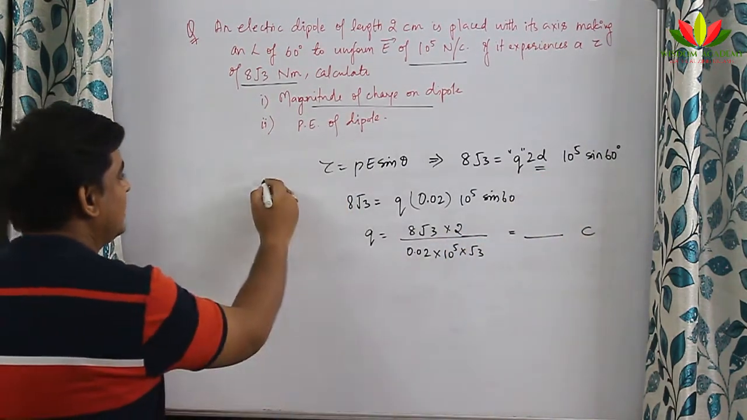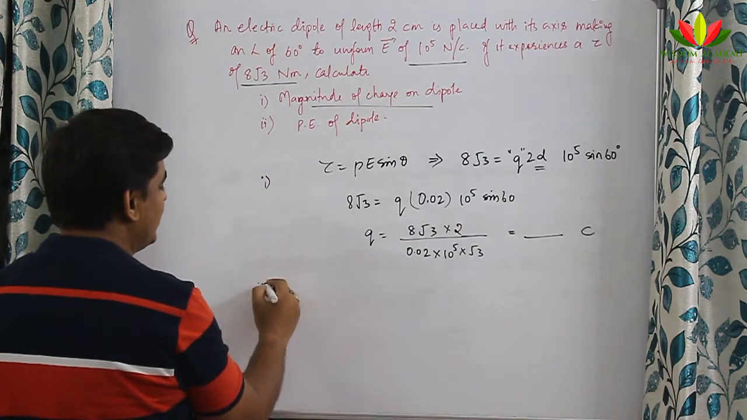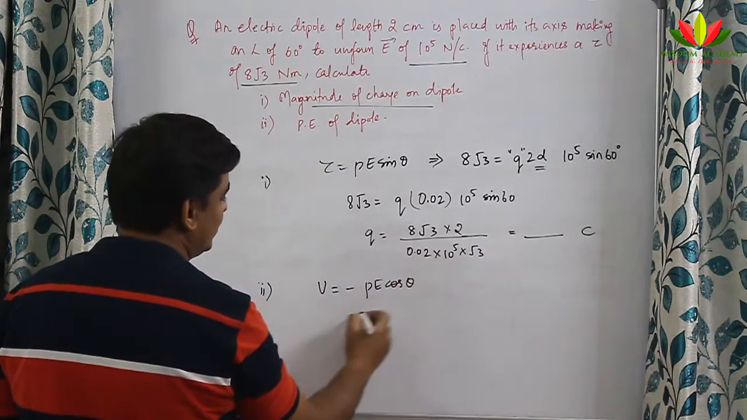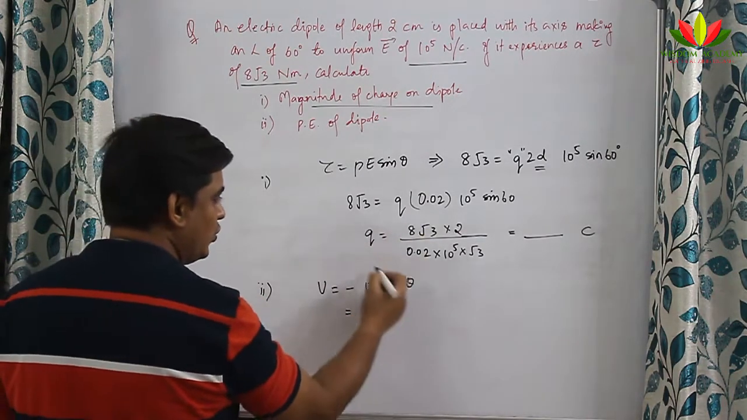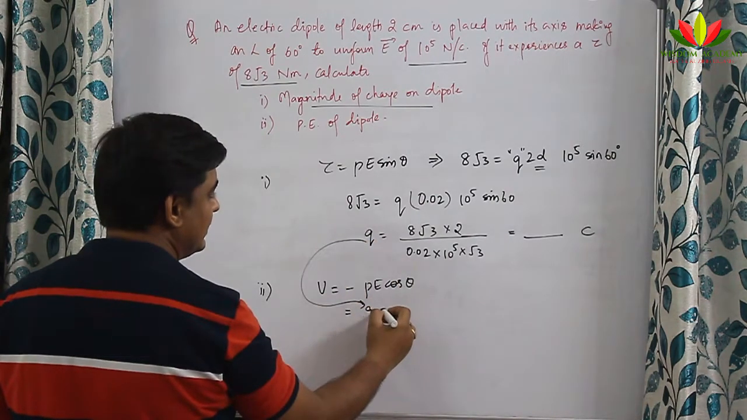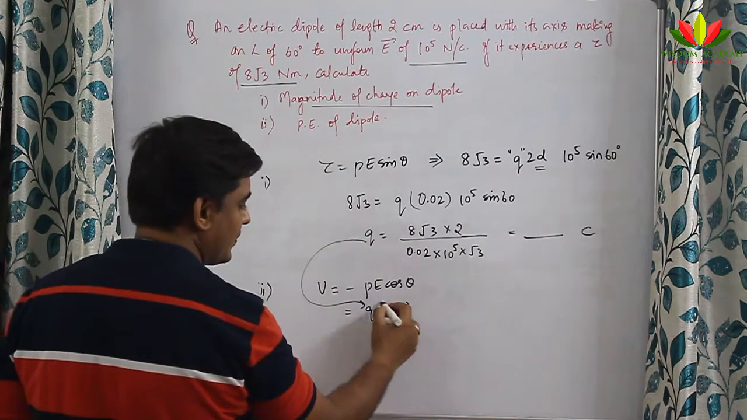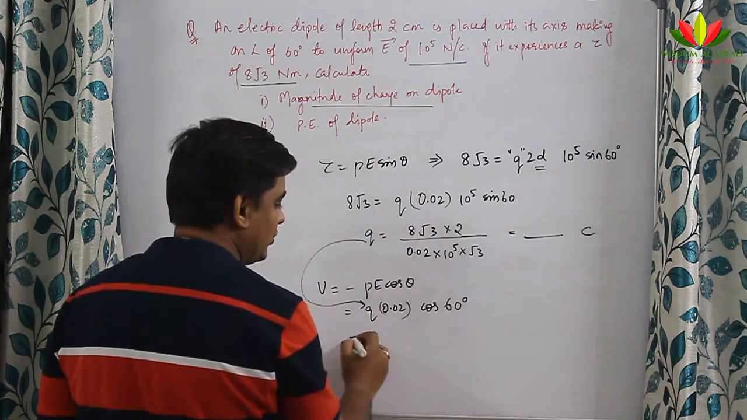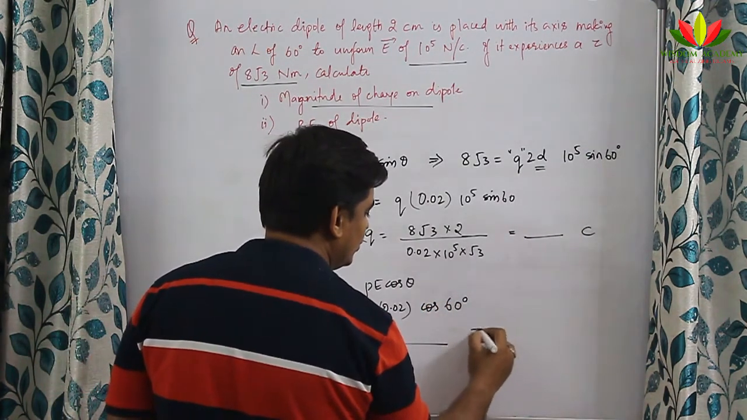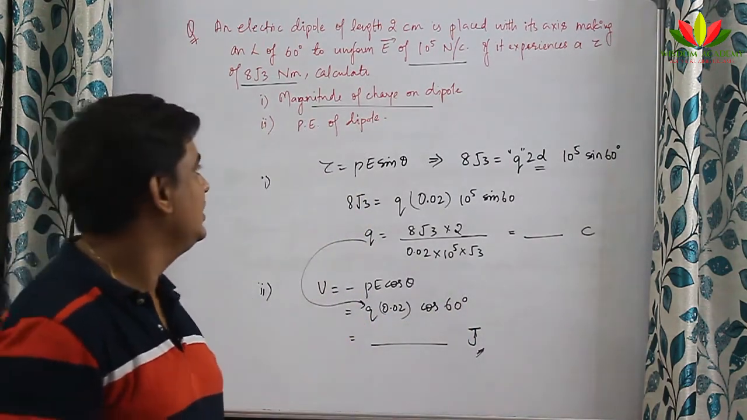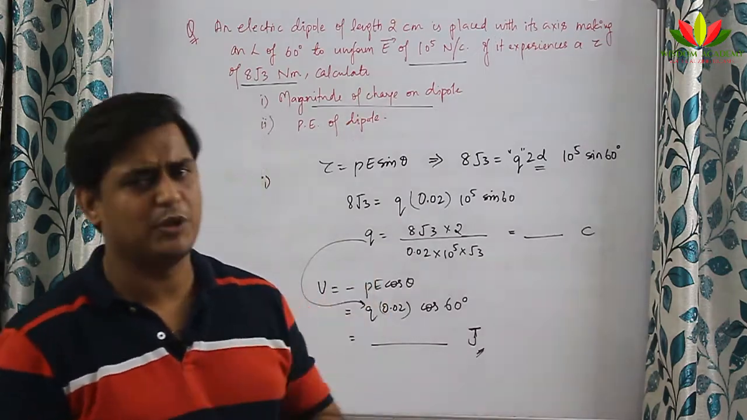This is the first part. The second part is potential energy. That also we have learned now, minus pE cos theta. So p is q into 2d. Now q we will get from here. Directly you can put the value of q from here, and 2d is 0.02, right, into cos 60 degrees, which is 1 by 2. So when you put everything in, you will get this much joules as the potential energy of this particular dipole. Very simple question.